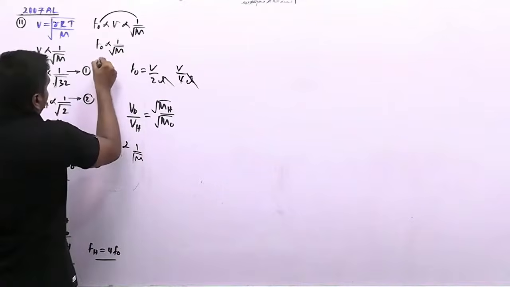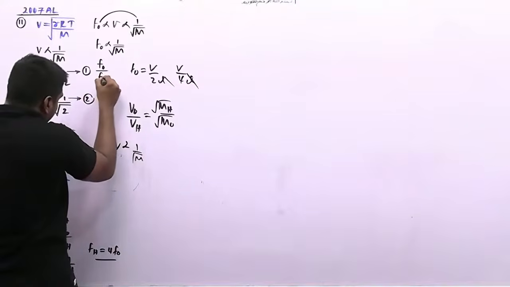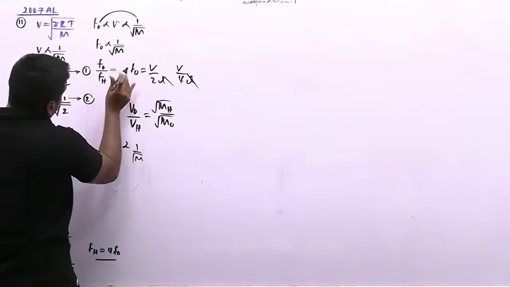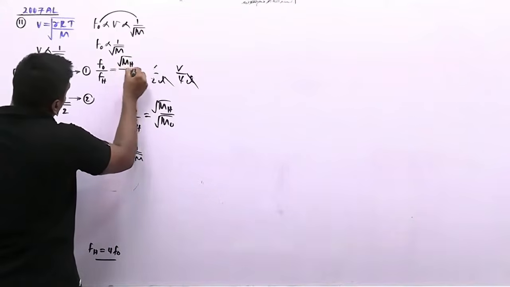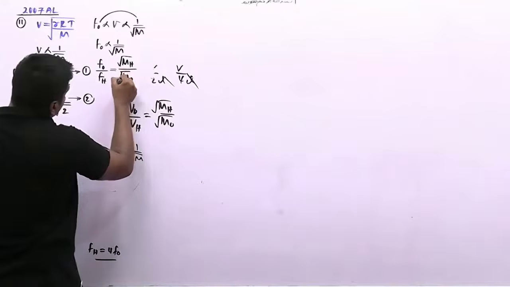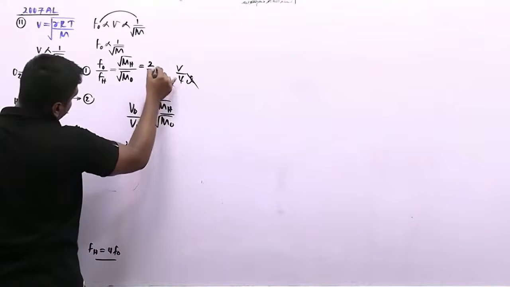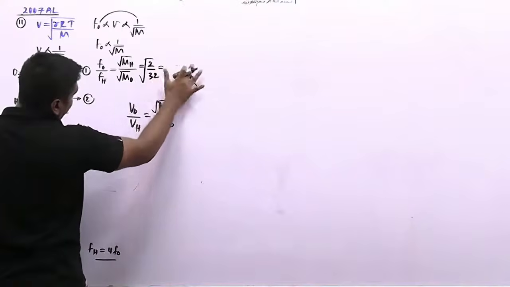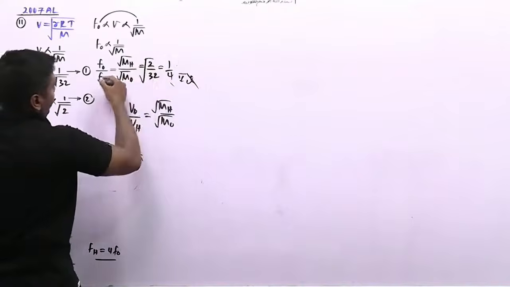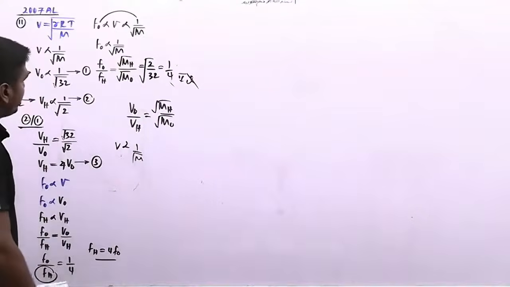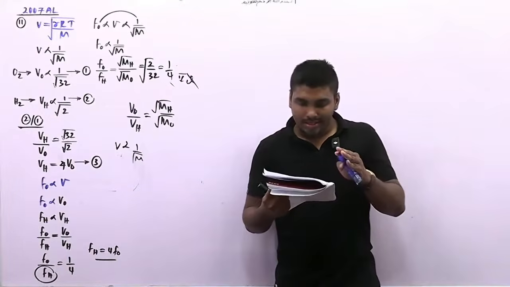Therefore, you can write that fundamental frequency in oxygen over fundamental frequency in hydrogen must be equal to root of molar mass of hydrogen over molar mass of oxygen. Hydrogen molar mass is 2, oxygen is 32. Entire root 1 over 16 means 1 over 4. Then FH equals 4 F0. Simple story, nice question. Then that is also done.